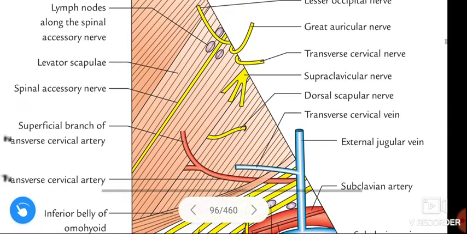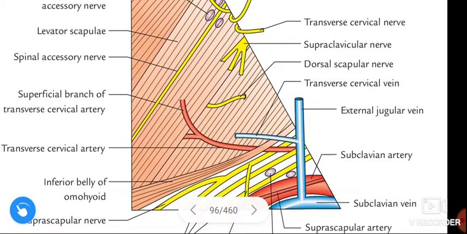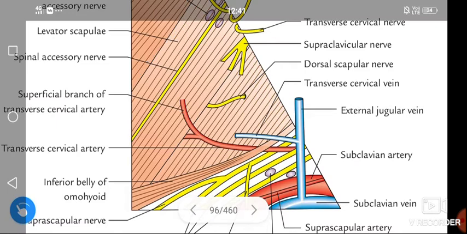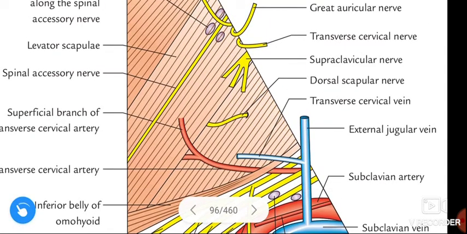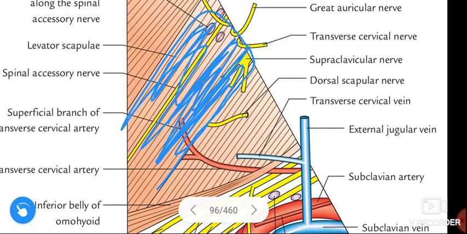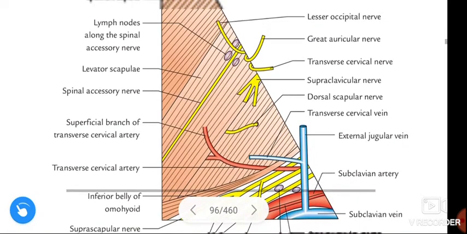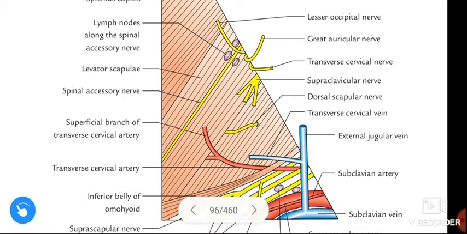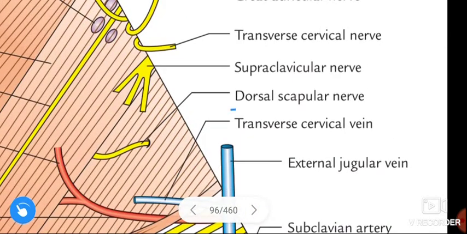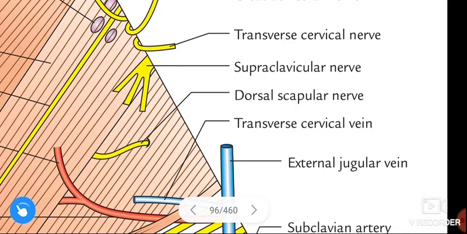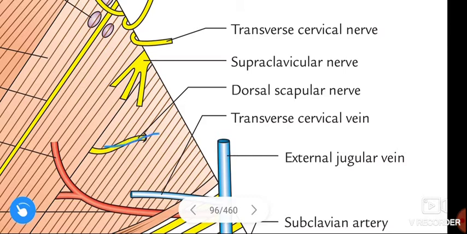See here, this is the levator scapulae muscle. See this whole thing, this is the levator scapulae muscle. This C3 and C4 cervical nerve supplies the levator scapulae and trapezius muscle. Next, dorsal scapular nerve, which is formed by the C5 nerve. This is the dorsal scapular nerve, which is formed by the C5 nerve.